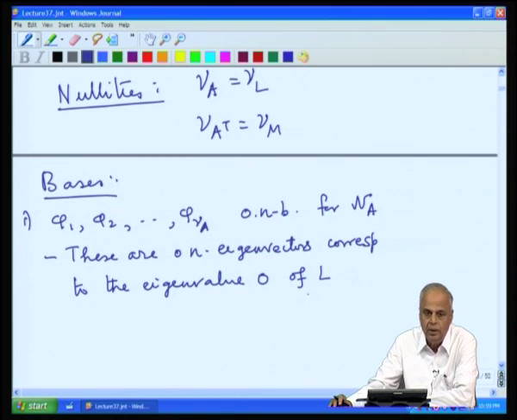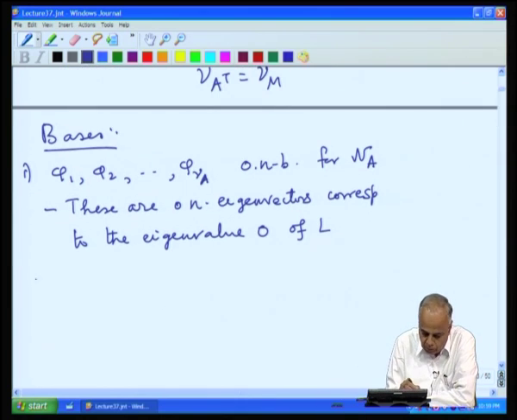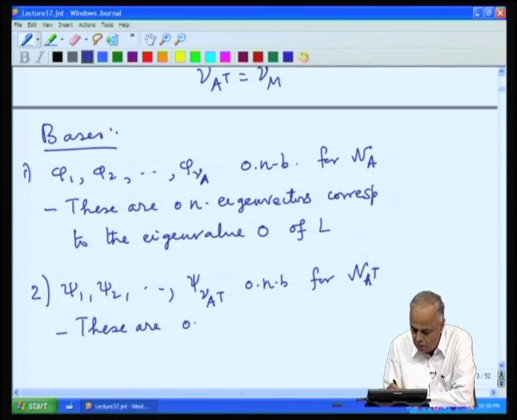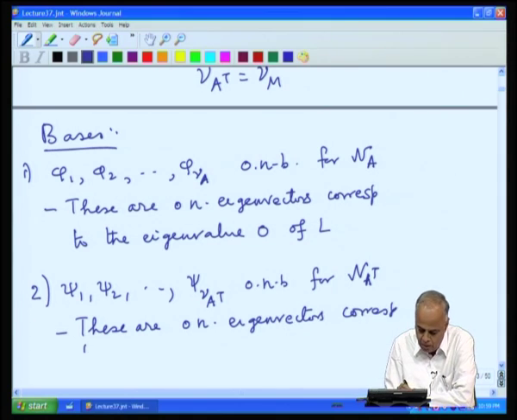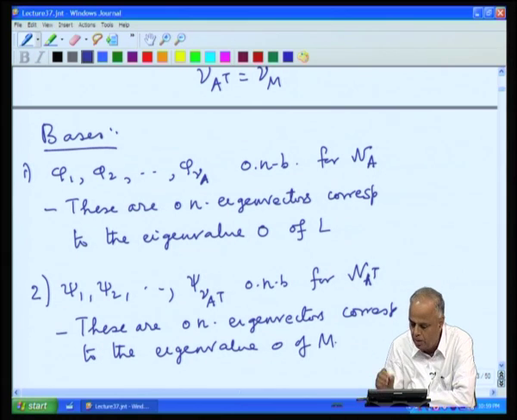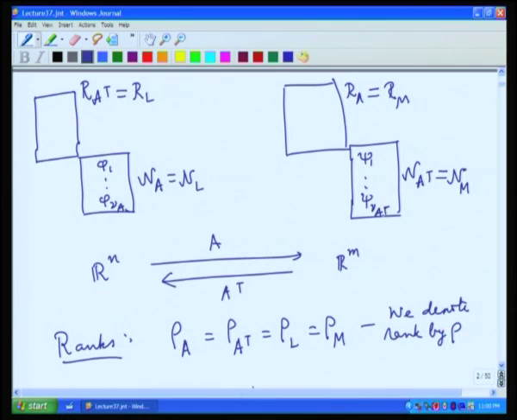Now, notice that if nu A is 0, then 0 will not be an eigenvalue of L, and the null space of A will consist only of the 0 vector, and we have to only focus on the range of A transpose. Then we could find psi 1, psi 2, up to psi nu A transpose, an orthonormal basis for the null space of A transpose, and these are orthonormal eigenvectors corresponding to the eigenvalue 0 of the matrix M. So, that gives rise to these two bases, the two null spaces on either side.